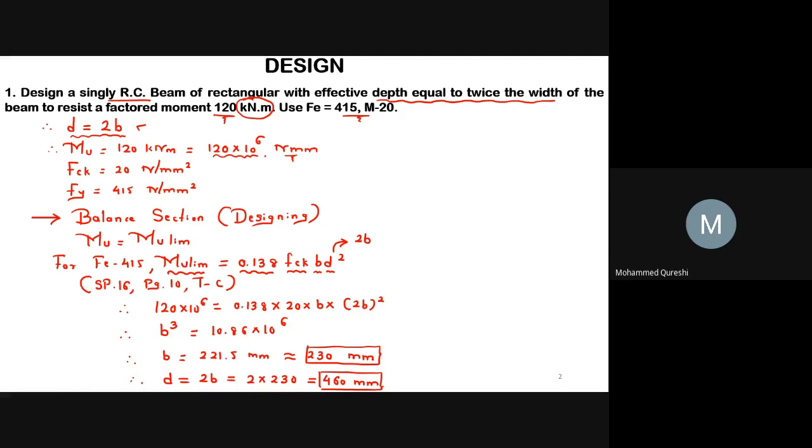And after that, we had designed a balanced section, and as we know that for a balanced section, Mu equals to Mu limit, and using SP16 page 10 table C, and for Fe415 grade of steel, we get the value of Mu limit as 0.138 FCK square. And after putting all these values in this equation, you will get the value of b as 230 mm, and then putting this value in the equation D equals to 2B, you will get small d equals to 460 mm.